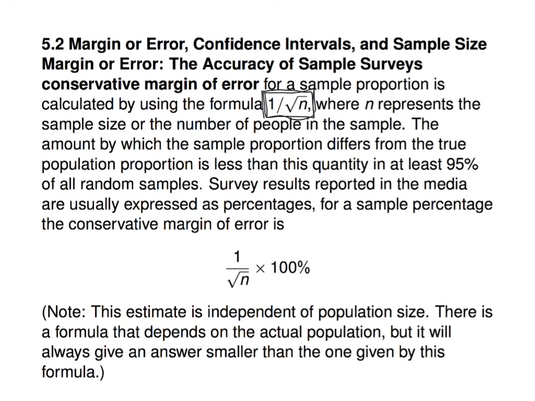So when you have survey results in the media, like presidential polls and things like that, you are usually given a number that says this person has a probability of winning that is this, and this is the margin of error. And the way that they probably found that margin of error was 1 divided by the square root of their sample size, times 100%. And this estimation is independent of population size, which means that it doesn't matter if the population is 1,000 or 1,000,000 people, which is a little bit weird. There is a formula that depends on the actual population, but it's always going to give an answer smaller than the one given by this formula. So basically, this one is overkill and generalizes more.